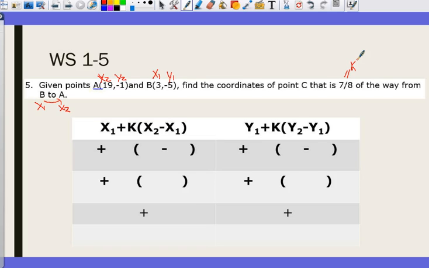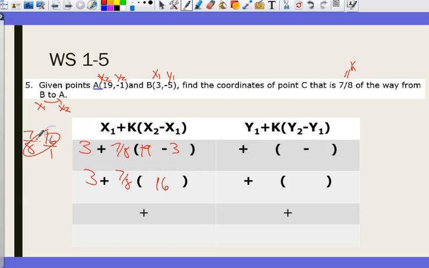All right. X1 goes in here. K is 7/8. X2 is at 19. And X1 is at 3. 19 minus 3 is 16. 7/8 and 3, right? Okay. Multiply these out. We have 7/8 times 16/1.